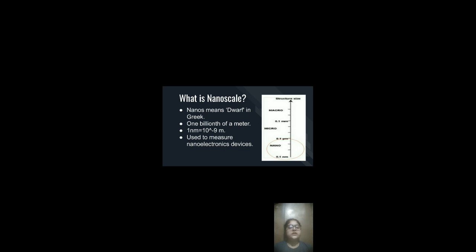Okay. Then here I place an image of nanoscale. As you can see, I make a round circle. This is basically a nanoscale. Alright. So let's move on to the next slide.